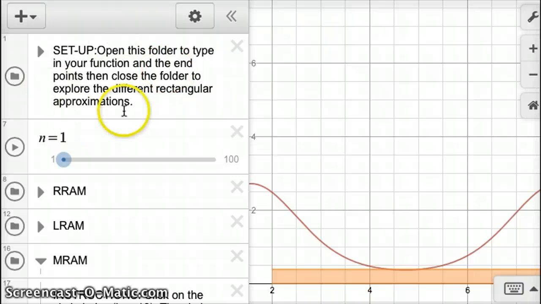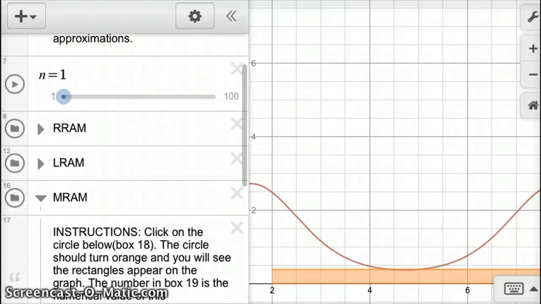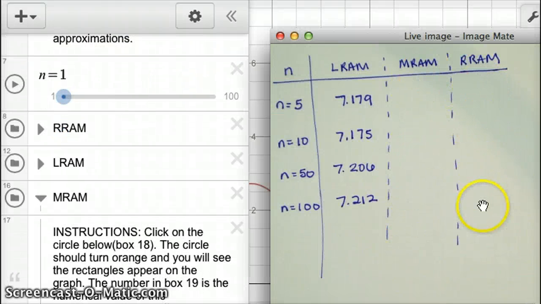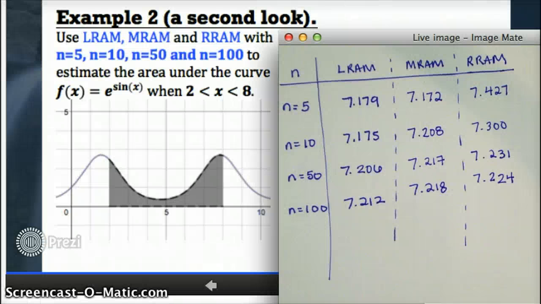Remember, you've already set up your function. Go ahead and calculate the rest of these values, all 8 of them. When you hit play, I'll show you what I got. These are the values that I calculated. Notice that they're all approaching the same number, even though they start off from different directions.